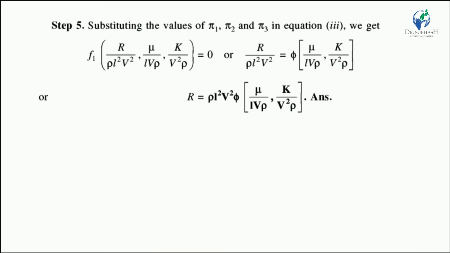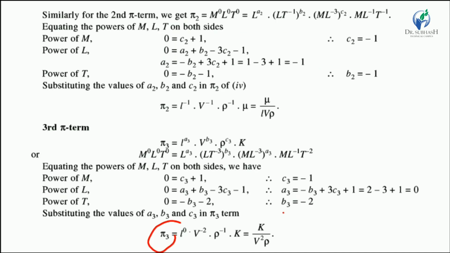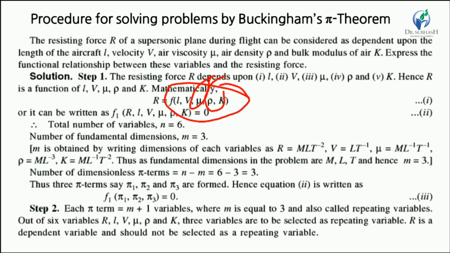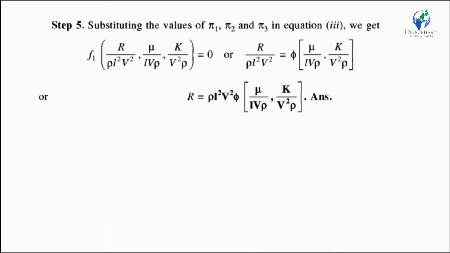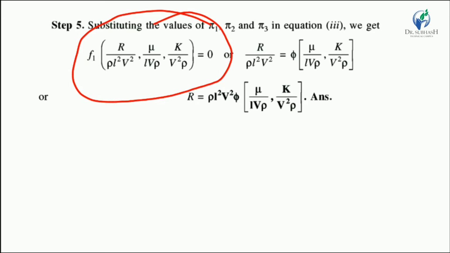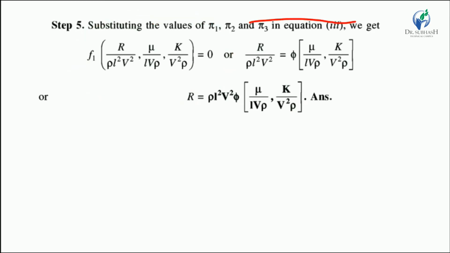Now substituting the values of pi 1, pi 2 and pi 3 in equation 3. And equation 3 is this equation. So in this equation, the function of pi 1, pi 2 and pi 3 is equal to 0, so put the values of pi 1, pi 2 and pi 3. Now rearrange the equation.